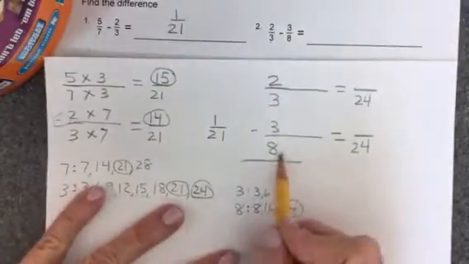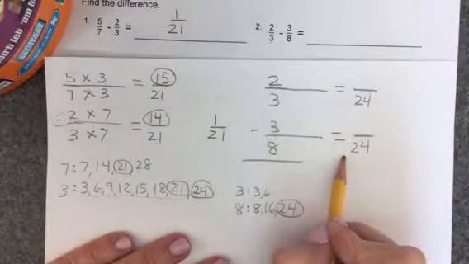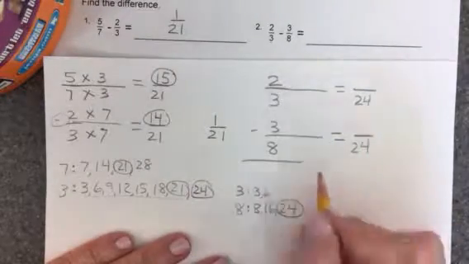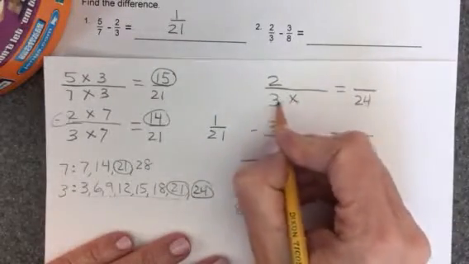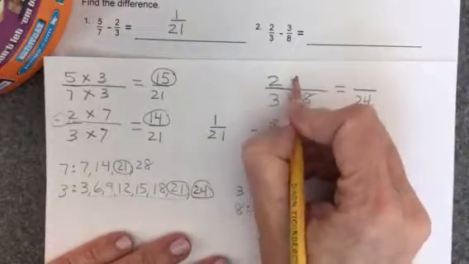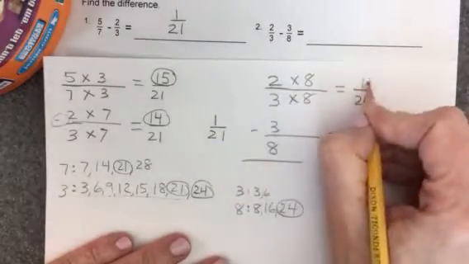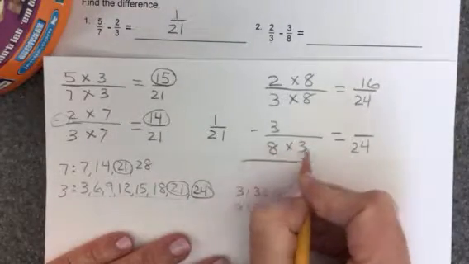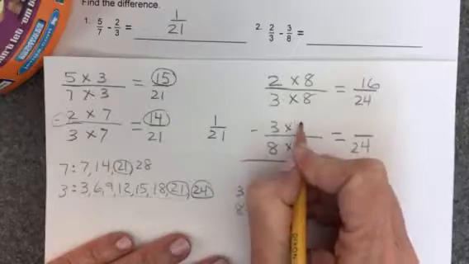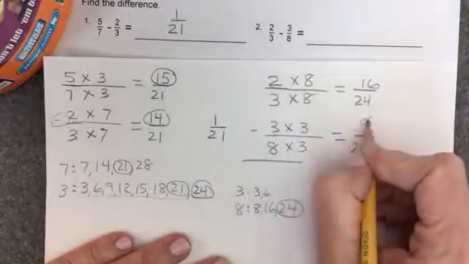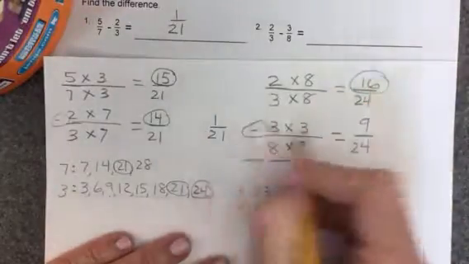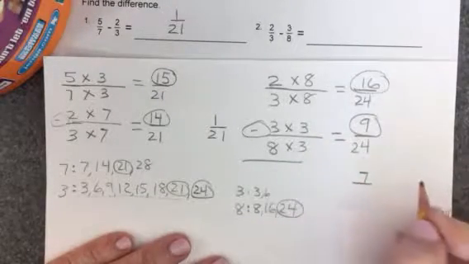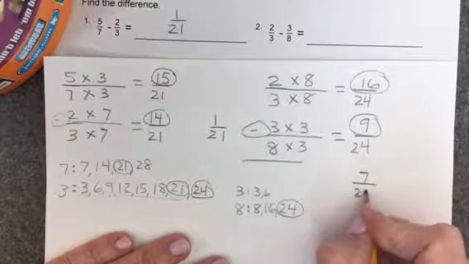So then I ask myself, what do I do with the 8 to get to 24? What do I do with the 3 to get to 24? And I work that out. I'll go ahead and do this one. 3 times 8 is 24, so I multiply by 8 up here. 2 times 8 is 16. 8 times what number equals 24? It's 3. 8 times 3 is 24. I multiply by 3 here. 3 times 3 is 9. I have 16 minus 9. 16 minus 9 is 7. That'll be my numerator. And 24 is my denominator.